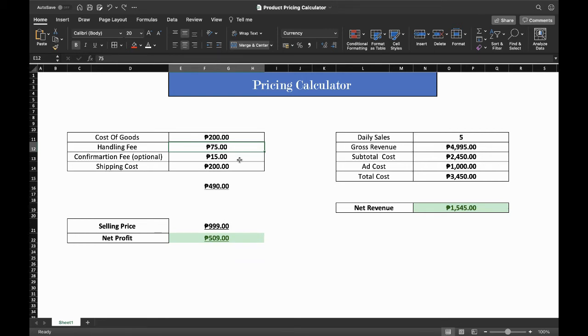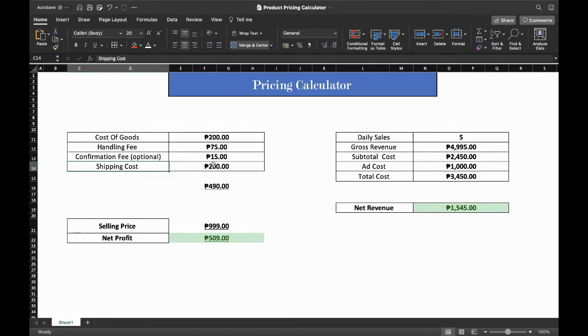We also have a confirmation fee, which is 15 pesos. This is optional. You don't have to avail it, right? But for the sake of this example, let's just say that you do want us to confirm the order. We're going to incorporate or add 15 pesos to the cost. And then we are going to deal with the shipping cost.